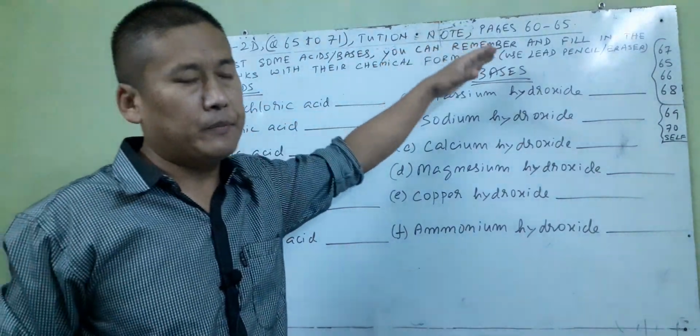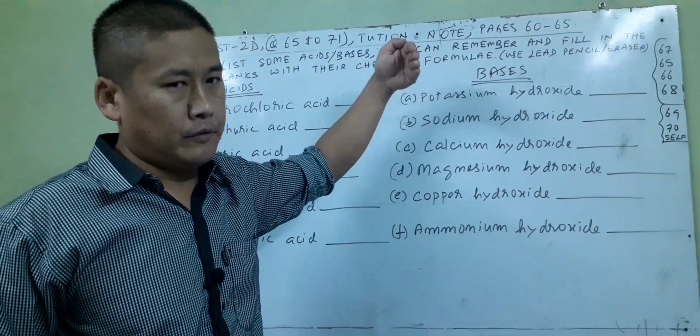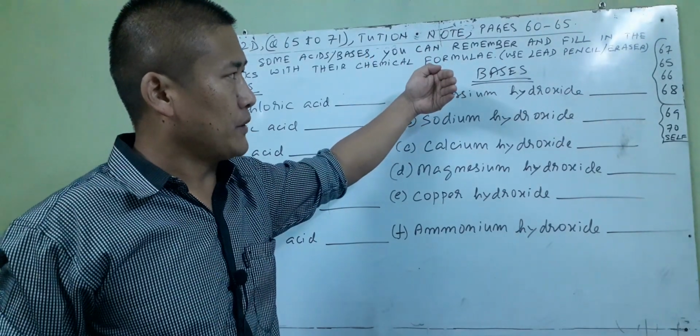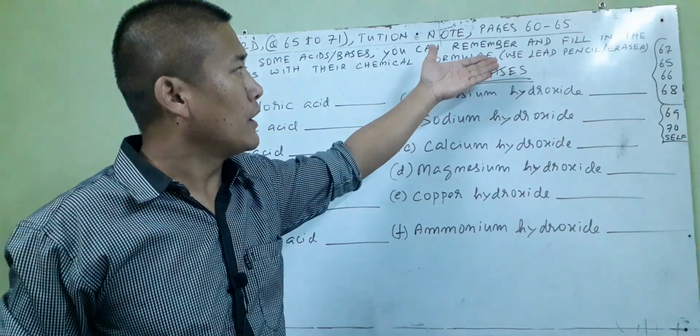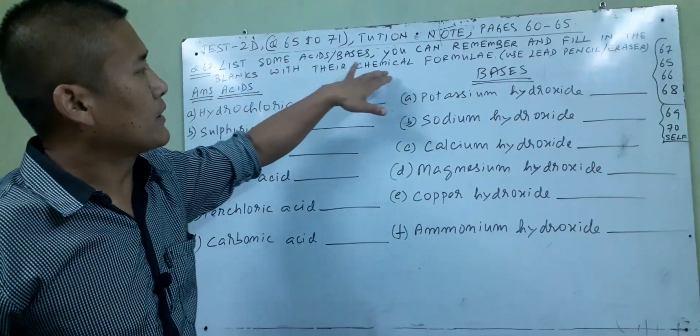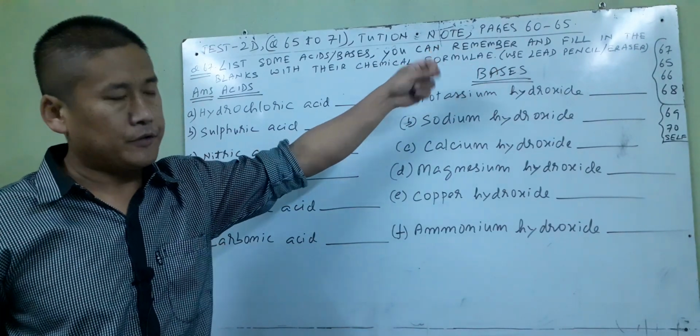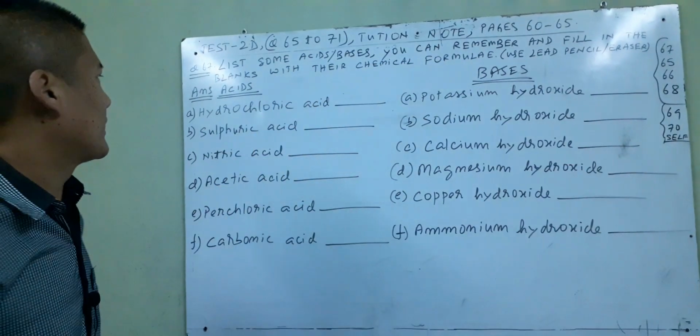you can remember. That means we're going to deal with the common ones that you should know for this chapter, because this is acids and bases, right? So the common acids and bases, and fill in the blanks with their chemical formulae. Use lead pencil and eraser, so if you make a mistake, you can correct it, okay?